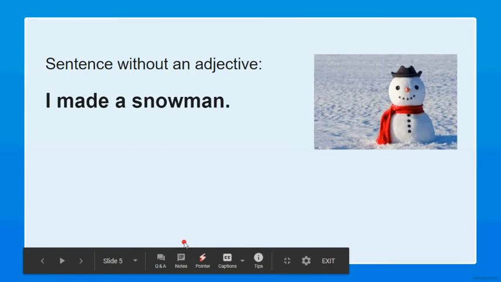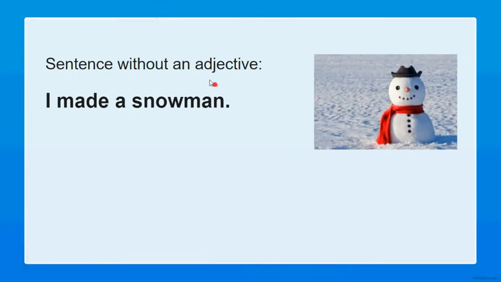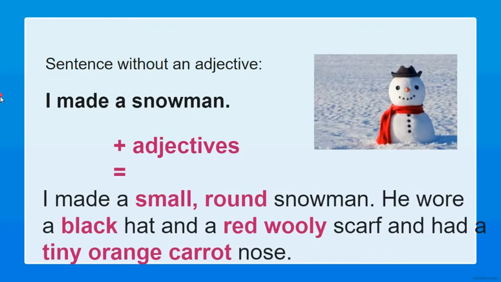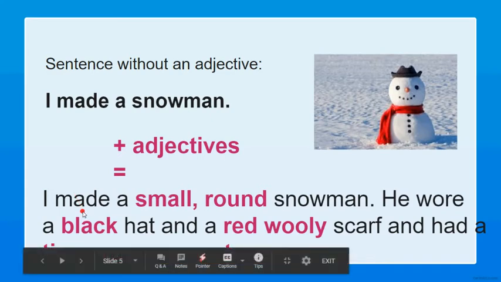Let's try another one. So here's another sentence without an adjective. I made a snowman. Now let's see, could we make that more interesting? What did the snowman look like? What was he wearing? Let's add in some adjectives. Wow, look at this. Close your eyes nearly and see, can you imagine what the reader is saying? I made a small, round snowman. He wore a black hat and a red woolly scarf and had a tiny orange carrot nose.